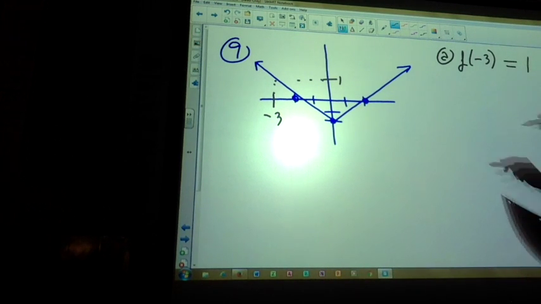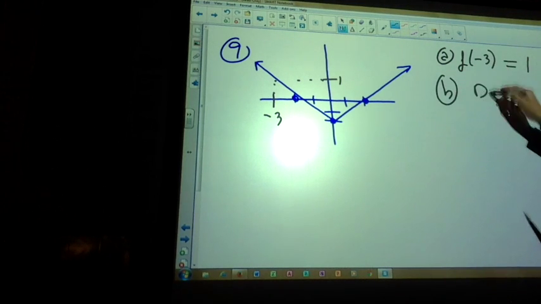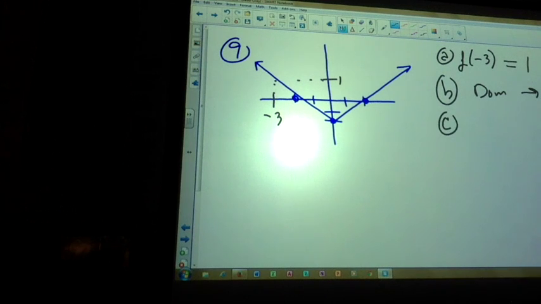B, domain. It's going forever that way. It's going forever this way. So the domain is negative infinity to infinity. For a good amount of problems that we will work on, you'll have negative infinity to infinity domains. We'll get to a point where they'll get goofy, but I'll let you know. Now, range. Where is this elevator starting from? Negative 2. Does it include it? Yes, it does. Where is this elevator going to? Infinity.